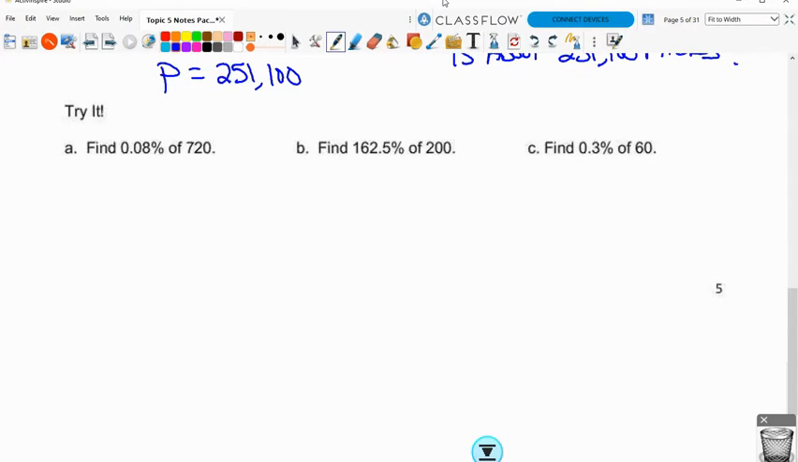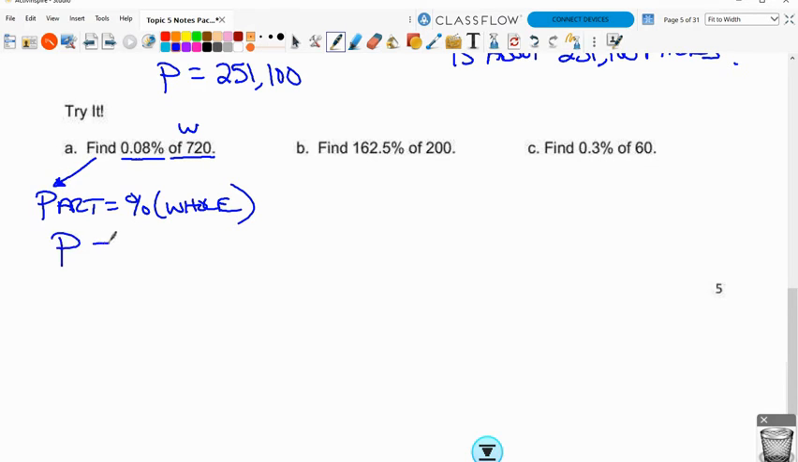In our last set of problems, we're finding a percentage of a number. In letter A, find 0.08% of 720. In letter B, find 162.5% of 200. And in letter C, find 0.3% of 60. Remember, for our percent equation, it's written as part equals percent times the whole. You're always finding a percentage of the whole. And so that's what we're looking for in each of these problems, a percentage of the whole. The word of is always attached to the whole value. What we're finding is going to be the part in this case.